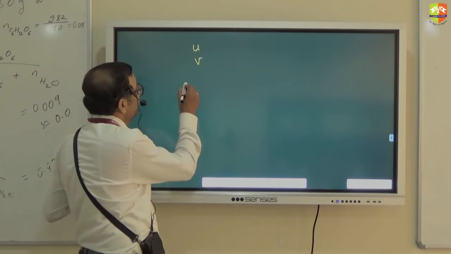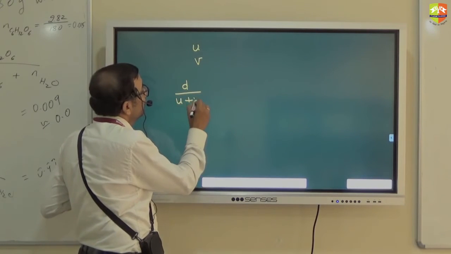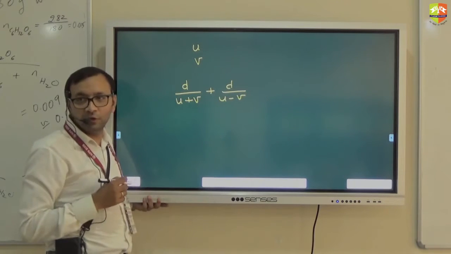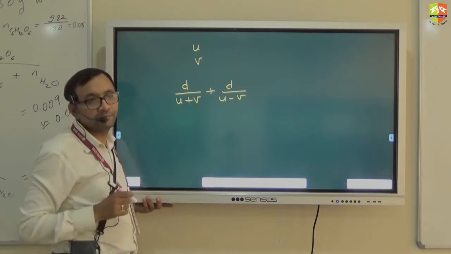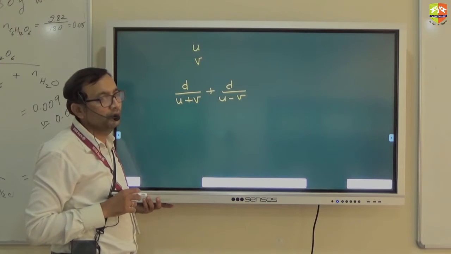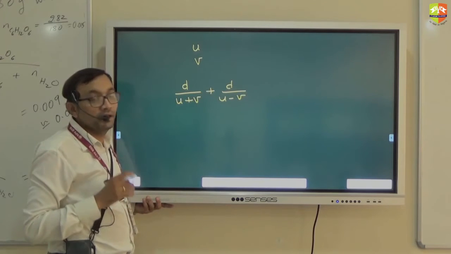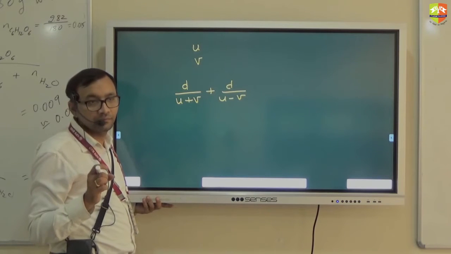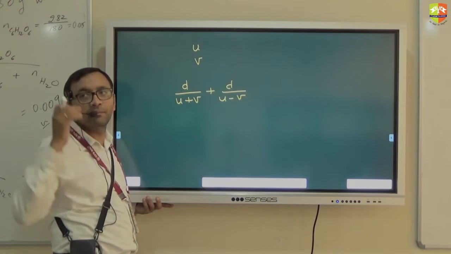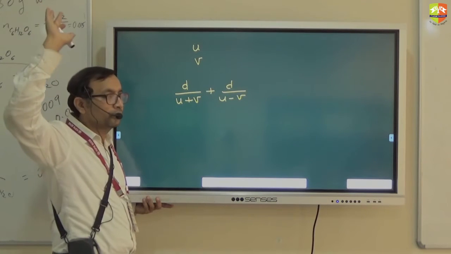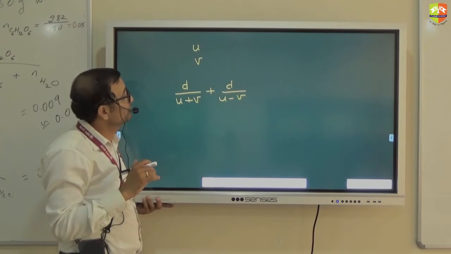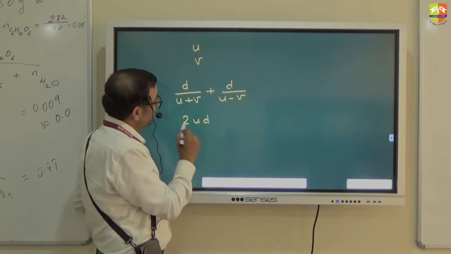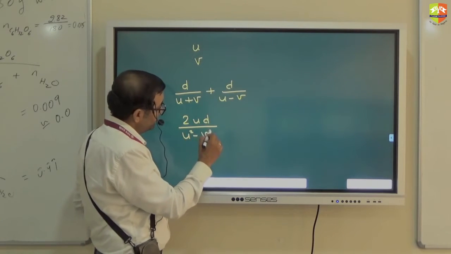It's simple, straightforward. D divided by U plus V plus D divided by U minus V. Yes or no? Downstream time, upstream time. But U cannot be less than V. It will not be able to come back. Just simplify this, so you'll have 2UD divided by U square minus V square. This will be the answer.